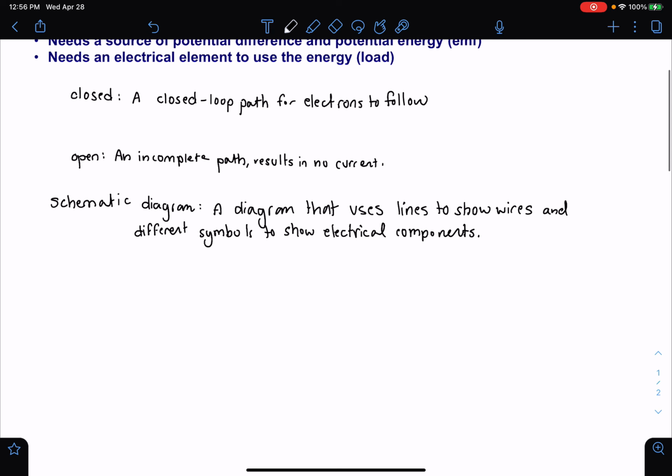I regret doing that. Okay, so let me go ahead and give you guys a table of some of the more common symbols that you see. So in this column, I'm going to write what the component actually is. And in this column, we're going to write the symbol for it.